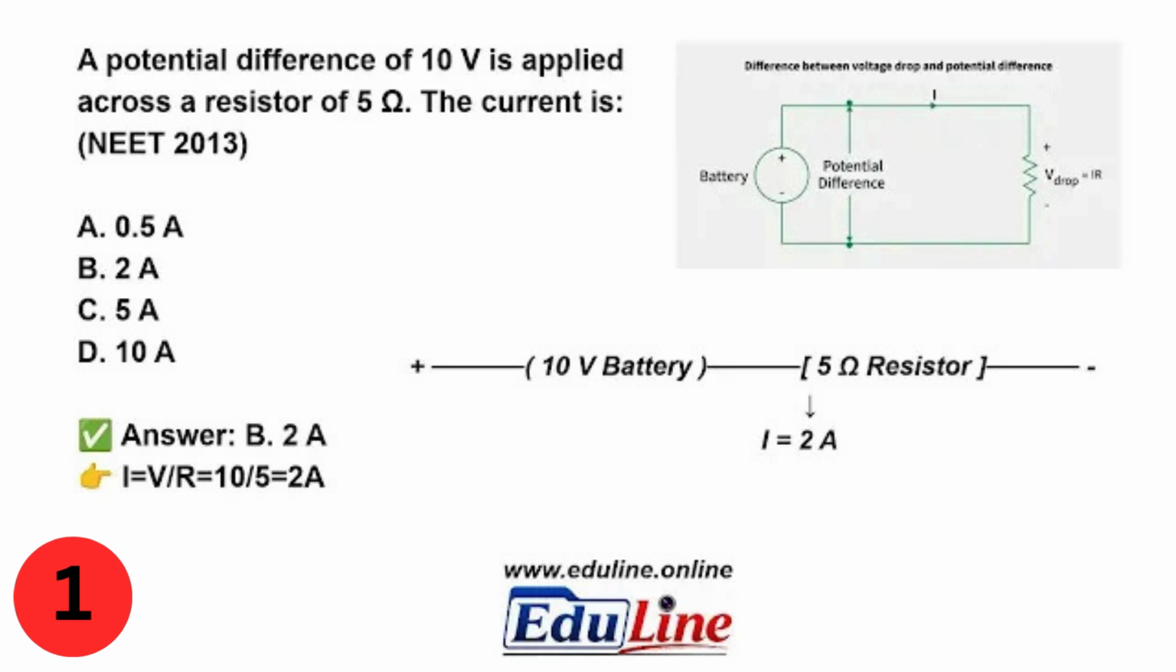Solution. Current is found by dividing the potential difference by the resistance. When 10 volts is divided by 5 ohms, the result is 2 ampere. Answer. Option B, 2 ampere.